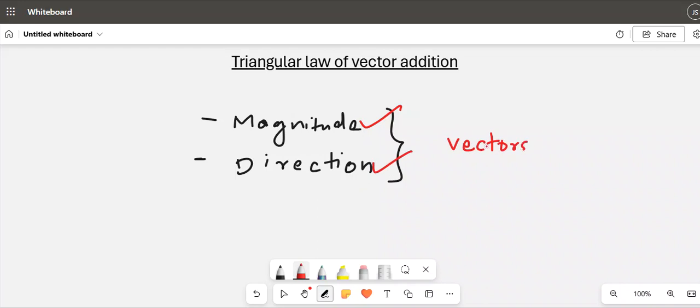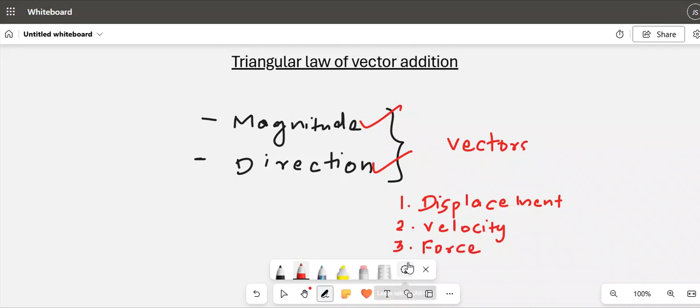So can you cite some examples of vectors? Very good. One is displacement. Can you say another? Yes, velocity. Then again, yes, very good, force. Force is another kind of vector. And there are so many: displacement, velocity, force, acceleration. Acceleration is a vector too.